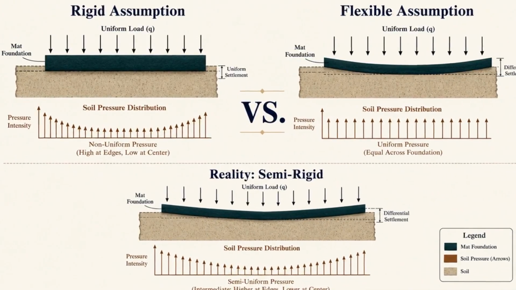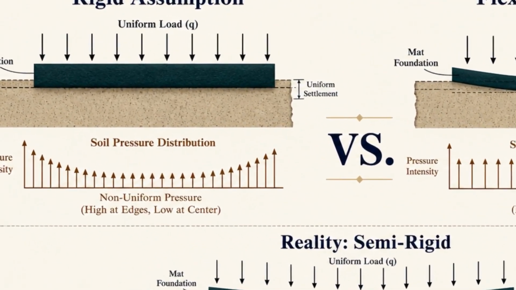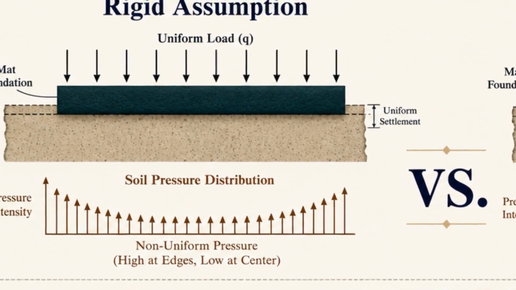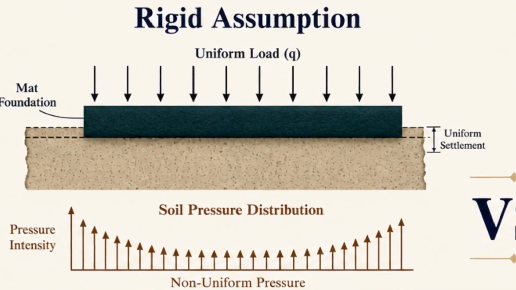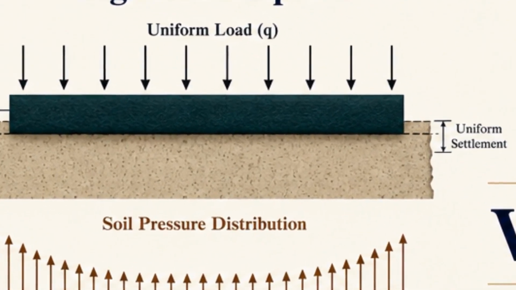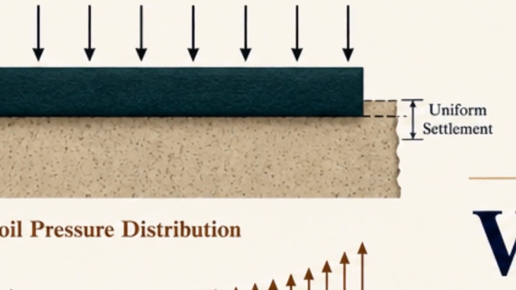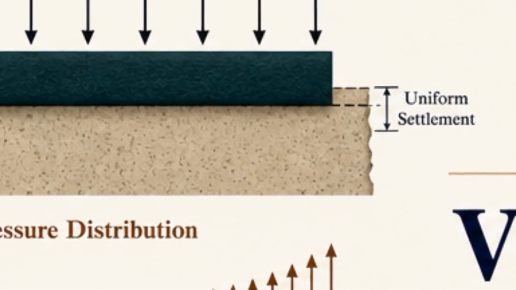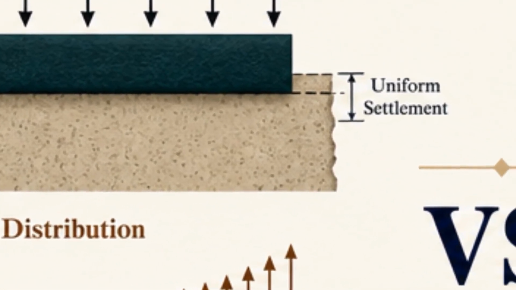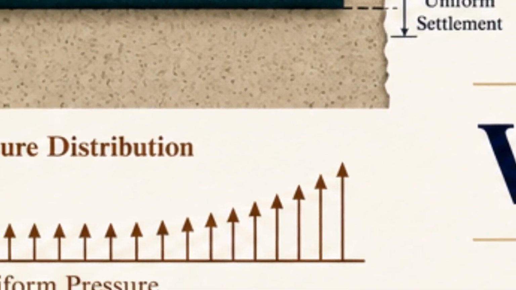So, how do engineers simplify this complex reality? Historically, we've used two extreme assumptions. First, the rigid model. This assumes the mat foundation is infinitely stiff, like a thick concrete plate. Under load it settles, but it remains perfectly flat, forcing a uniform settlement. The soil pressure underneath, however, becomes non-uniform, higher at the edges.